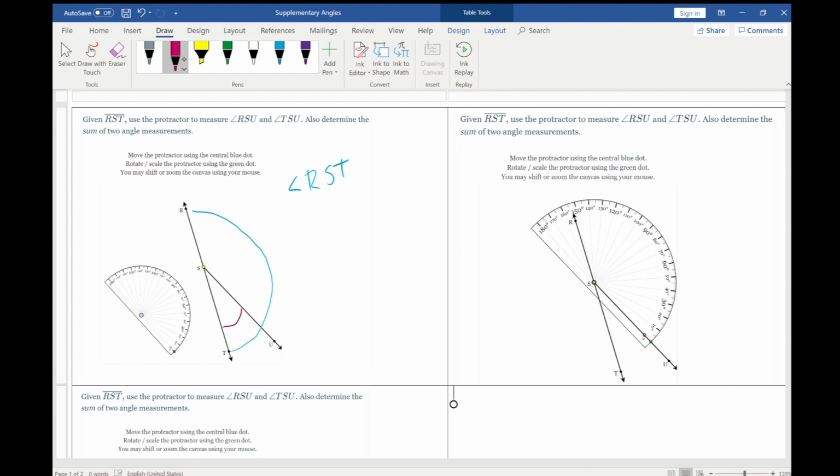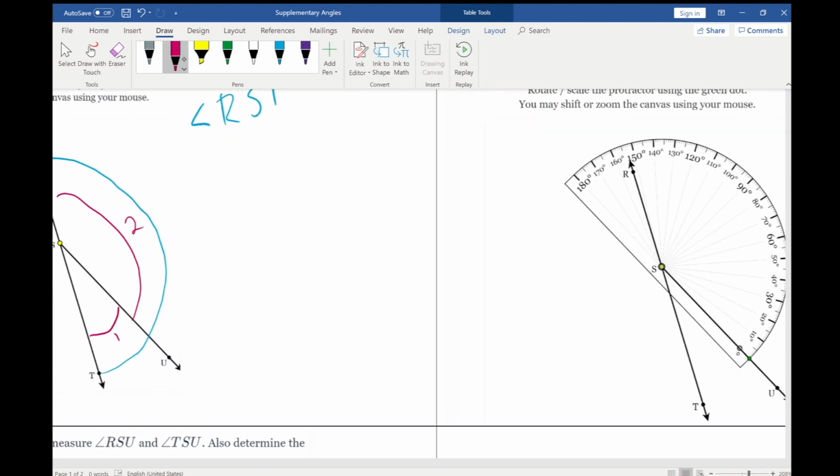If I measure this angle first and then add it to this angle, then we should get the same thing, right? Because they're both part of the same larger angle, the one in blue. So if we call this 1 and this 2, then they should be equal to the blue angle. Let's go ahead and do that.